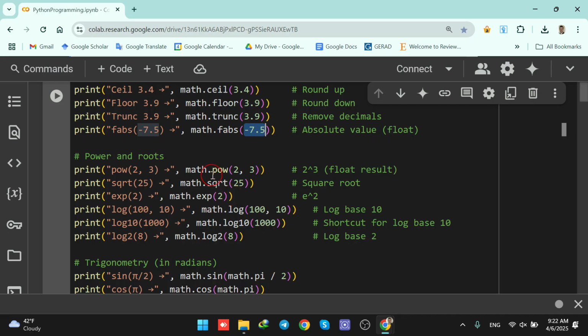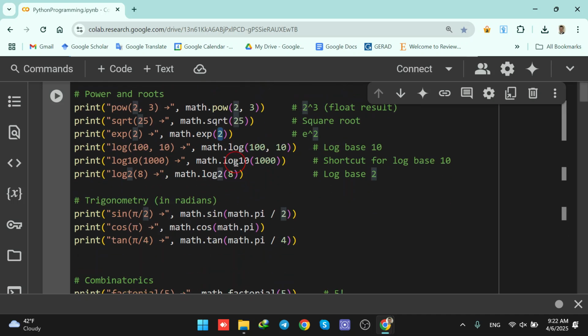Then we are having the pow function, which is going to raise 2 to the power of 3, for example, in this case. So this is the main number, and this is the number that is going to be the power. And then we are having the square root function, sqrt, which is going to calculate the square root of 25, which is 5. Then we are having the exponential, which is going to calculate the exponential of 2.